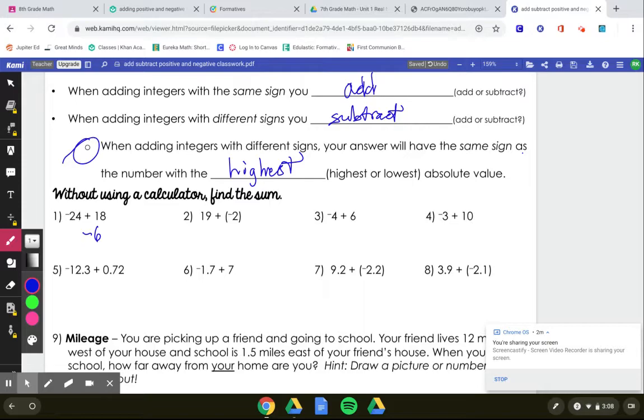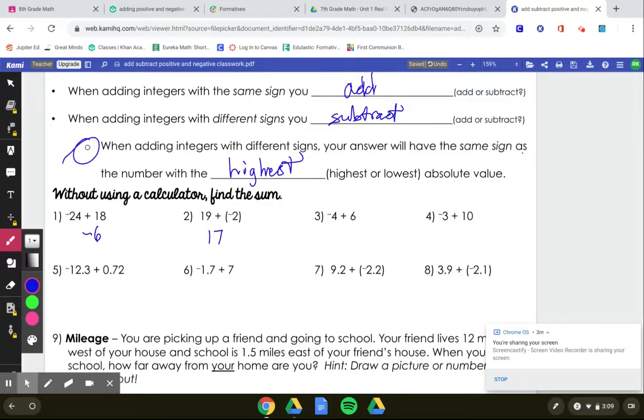Number 2 here, we again have a positive and a negative number, so we subtract. 19 minus 2 is 17. We keep the sign of the highest absolute value. 19 had the highest absolute value, so it's going to be positive. So our answer just becomes 17. We don't have to write the positive sign there.